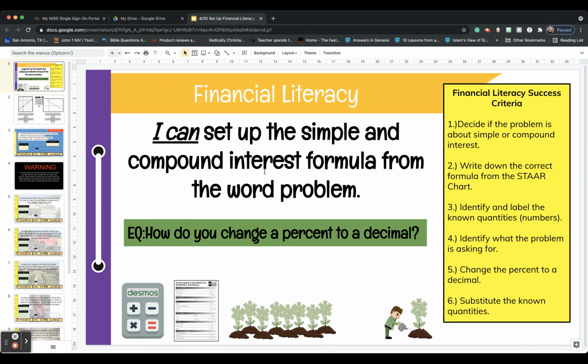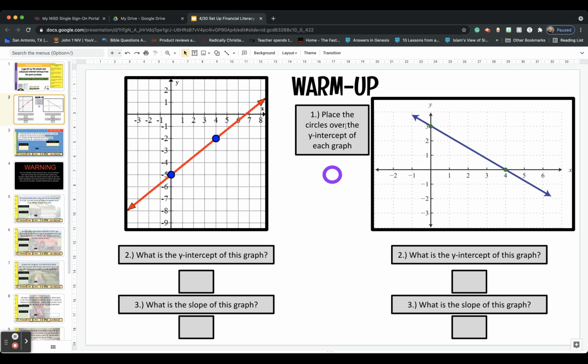I can set up the simple and compound interest formula from the word problem. The purpose of this video is to show you how to do the warm-up. So here it says, place the circles over the y-intercept of each graph. And then, just like yesterday's warm-up, there are two other parts. What is the y-intercept of each of these graphs? And then what is the slope of each of these graphs?